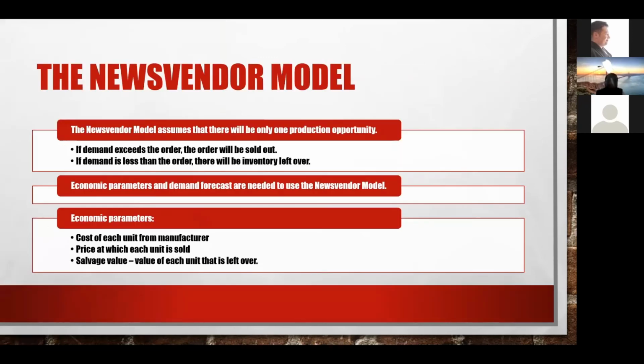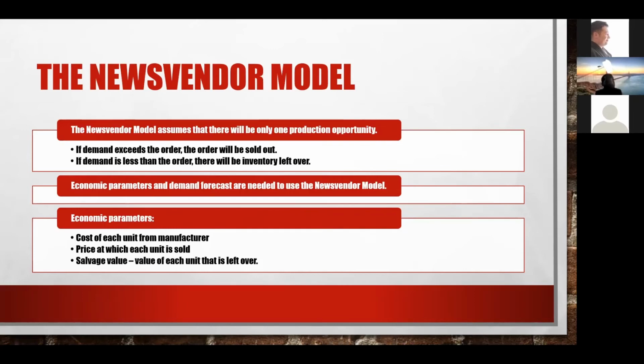So the news vendor model assumes that there will only be one production opportunity. So basically, there's only one order that will be put in. If demand exceeds the order, it will be sold out. If demand is less than the order, there will be leftover inventory.